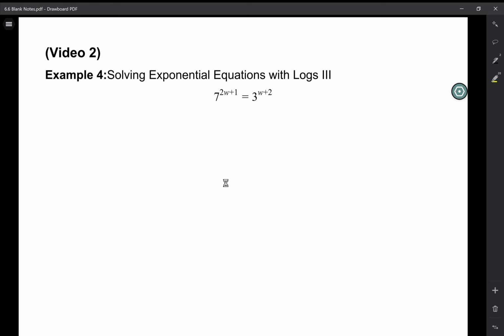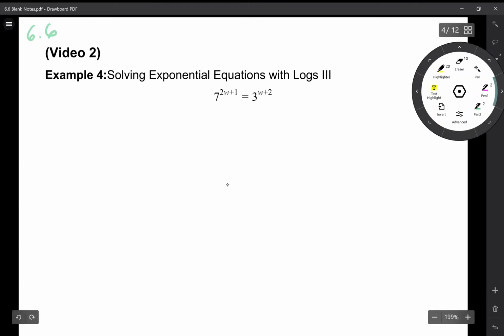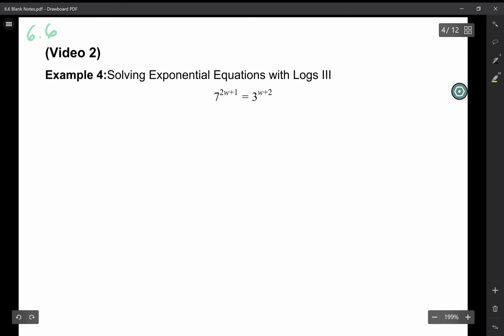All right, this is section 6.6, and it's video number 2. We're going to continue solving exponential equations using logs. Here's an example where we have two different exponents, base 7 on the left and base 3 on the right.